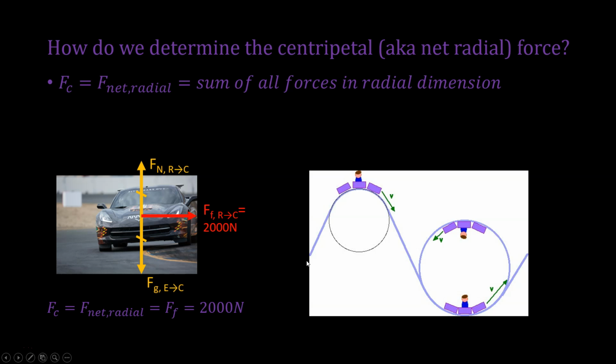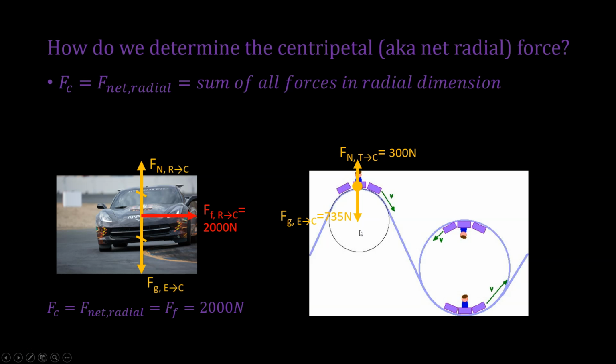Let's take a look at a roller coaster, and things get a little more complicated here. So let's look at this point where we're going over the top of a hill, and let's analyze the forces. We have a gravity force of 735 newtons, and we have a normal force pointing in the opposite direction of 300 newtons. So now how do we calculate the centripetal force?